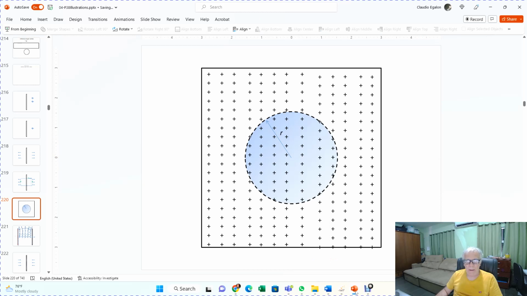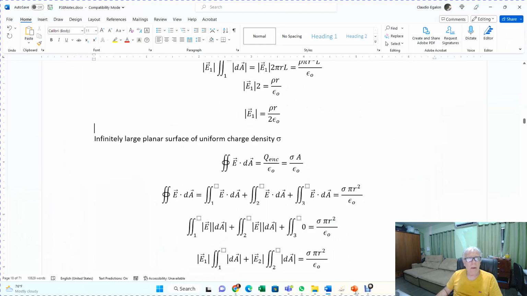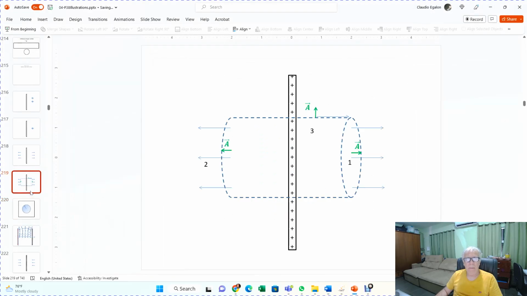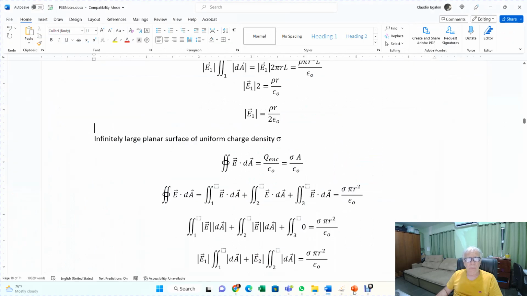Now we have to figure out. So there will be three surfaces. Going back here, just like before, there will be three surfaces: surface 1, 2, and 3, right? Here you go. E dot dA is surface 1, 2, and 3.